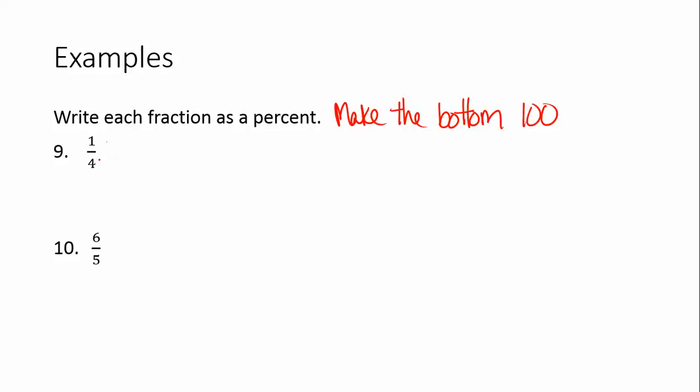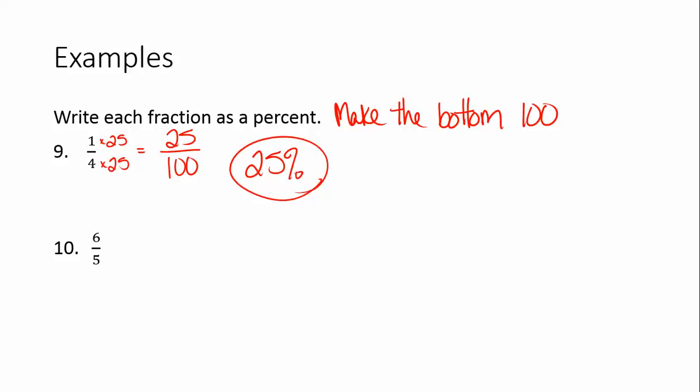So 1/4, I multiply the bottom by 25, so I multiply the top by 25 to keep the fraction the same, equivalent. So that's going to give me 25 over 100. So the answer is 25%. And you do need to write it off to the side. Don't put the percent sign here and then try to circle this. Write it off to the side, and your answer does need a percent sign.